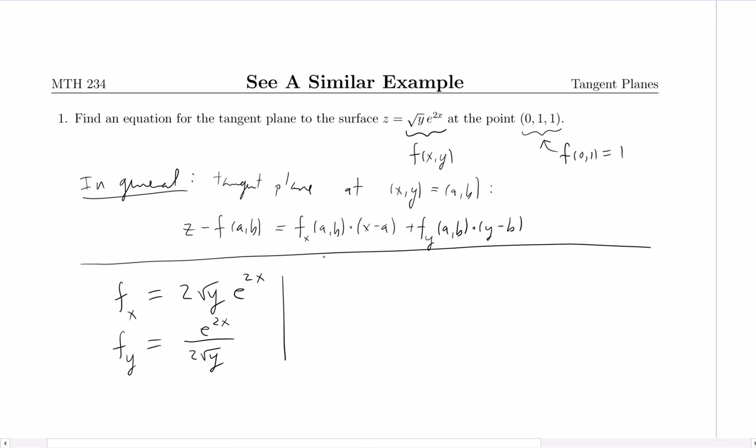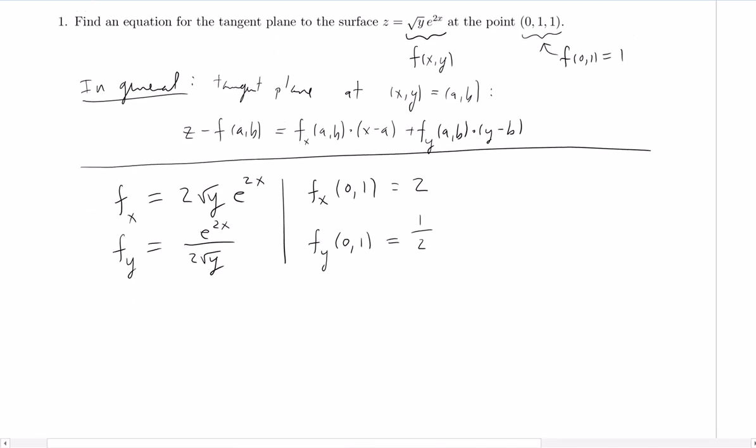Okay, but we need to plug in our particular point into these partial derivatives. In our case, the point ab is the point 0, 1. So what we need is fx at 0, 1 and fy at 0, 1. So let's do that. If x is 0, then we have e to the 0, which is just 1. And the square root of 1 is 1, so this is just 2. And this is 1/2. And now we have everything we need. So let's just plug it all in.